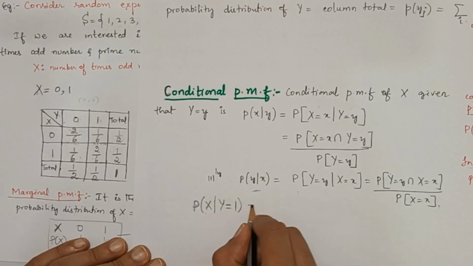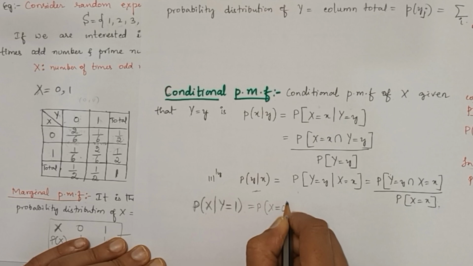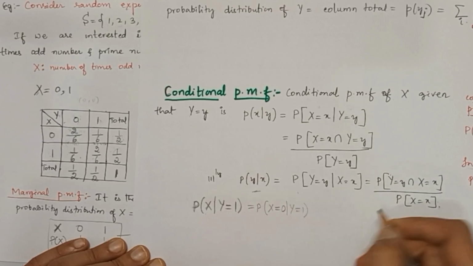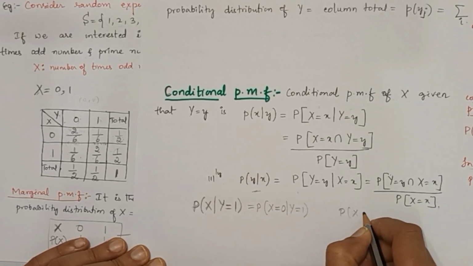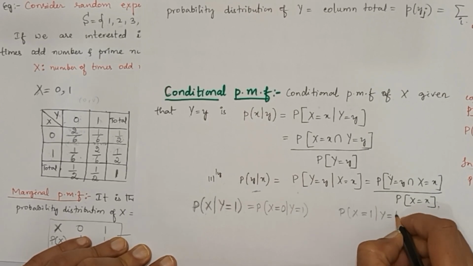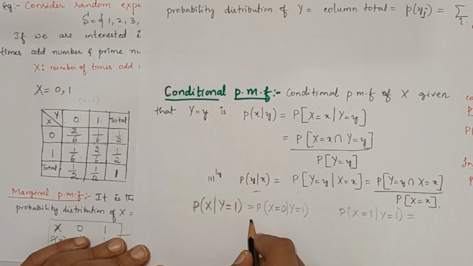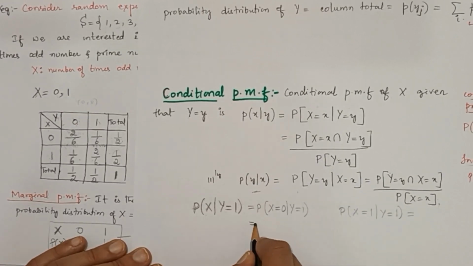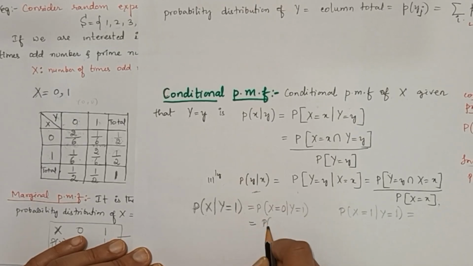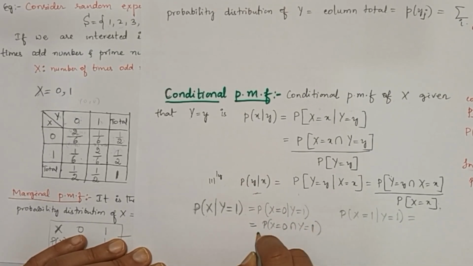So accordingly, as per this definition, first, probability of x equal to 0 given that y equal to 1, and one more is probability of x equal to 1 given that y is also equal to 1. This conditional probability you have to find out. So how to get this? This is equal to probability of x equal to 0 intersection y equal to 1 divided by p of y equal to 1.